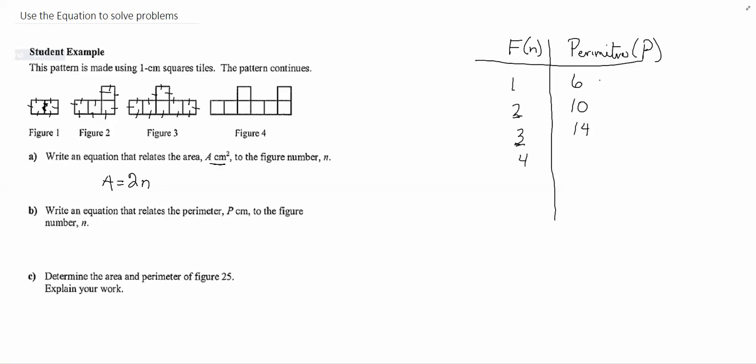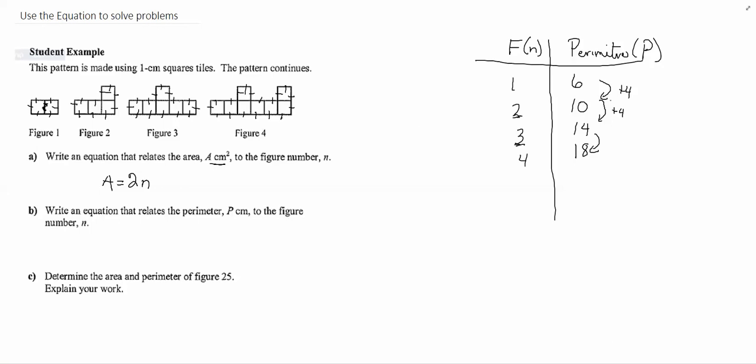So now we're seeing a pattern. 6, to get to 10, we had to add 4. From 10 to 14, we're adding 4. So I'm going to predict that from 14 we'll go to 18. And let's count it just to make sure. 1, 2, 3, 4, 5, 6, 7, 8, 9, 10, 11, 12, 13, 14, 15, 16, 17, and 18. So we've got our pattern figured out.